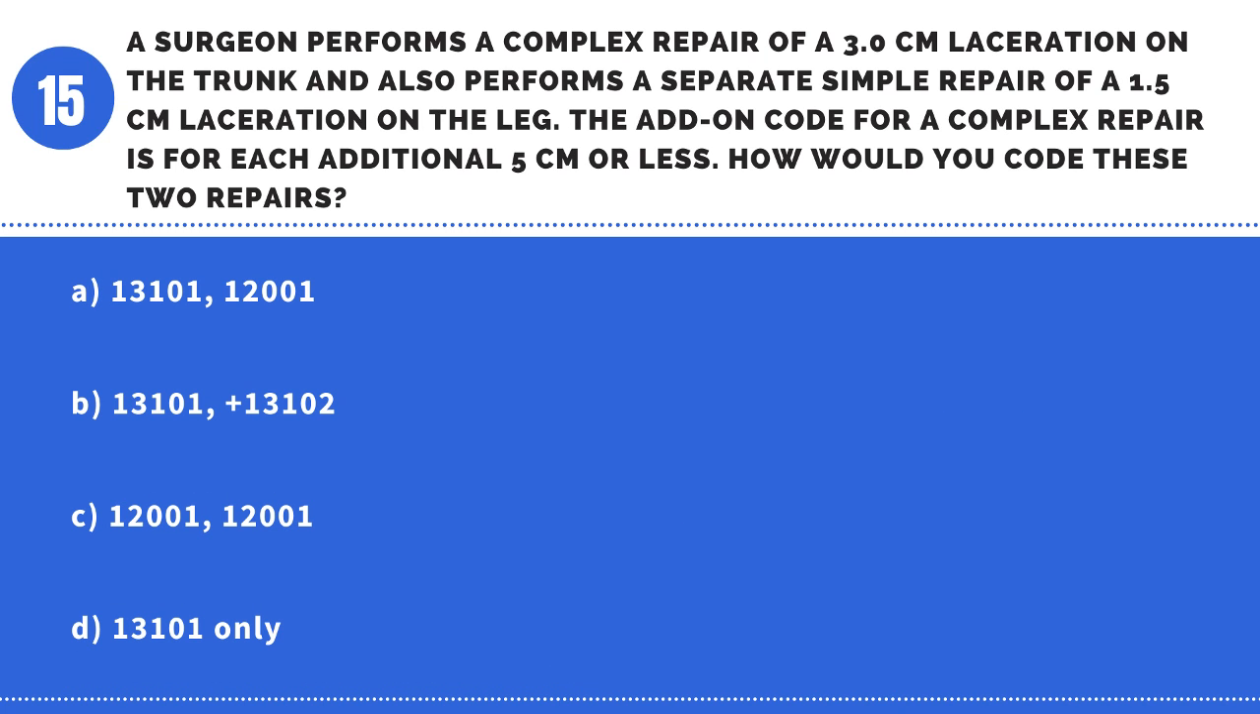Question 15. A surgeon performs a complex repair of a 3.0 cm laceration on the trunk and also performs a separate simple repair of a 1.5 cm laceration on the leg. The add-on code for a complex repair is for each additional 5 cm or less. How would you code these two repairs?